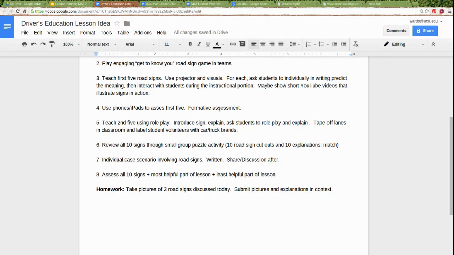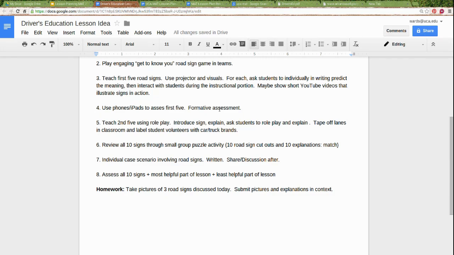We would also ask them to explain the signs. And these 2 extra questions are important, and I'll refer to them later. We'd ask them to identify the most helpful part of the lesson, and we'd ask them to identify the least helpful part of the lesson, meaning which part of this lesson most helped you to learn the 10 road signs, which part of this lesson least helped you to learn the 10 road signs. Again, later on, you'll understand why we would ask that question.